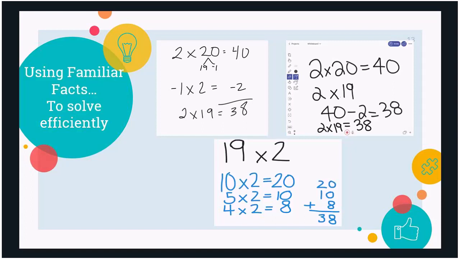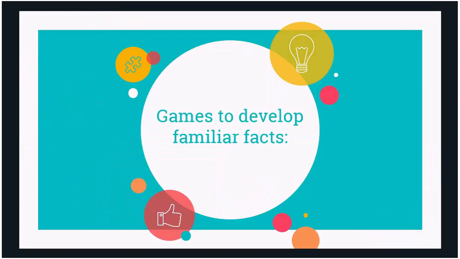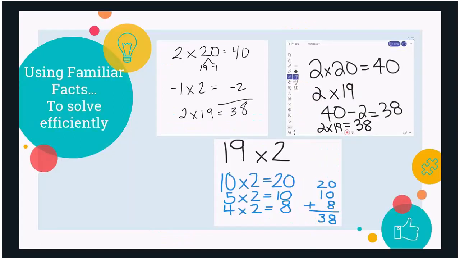Here are examples of multiplication using familiar facts. So these situations on the top are both solved in the same way. They are recorded a bit differently, but both are using 2 times 20.